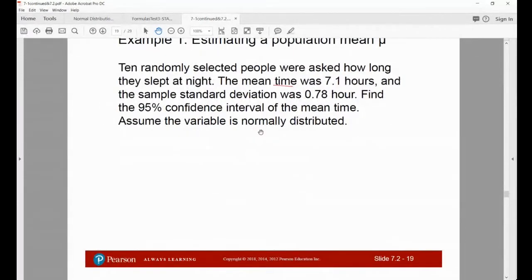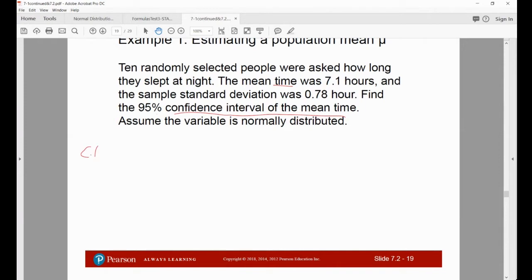How do you know if this is a problem involving proportion or a problem involving the mean? Well, because of the keywords, it says find the confidence interval of the mean time. So this is telling us that we need to use the formulas corresponding to the mean. If it says find the confidence interval of the proportion, then you need to use the formulas for proportions. So in this case, we want to find a 95% confidence interval for the mean time that people sleep at night.